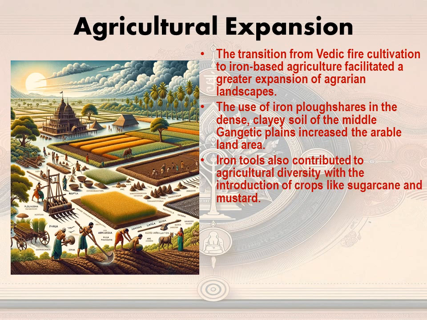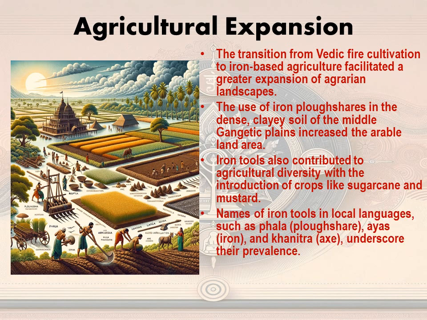Iron tools also contributed to agricultural diversity in the introduction of crops like sugarcane and mustard. So once iron tools came into being, it increased the diversity in production of foods. Many kinds of crops used to be cultivated like sugarcane, paddy, wheat, mustard, etc.